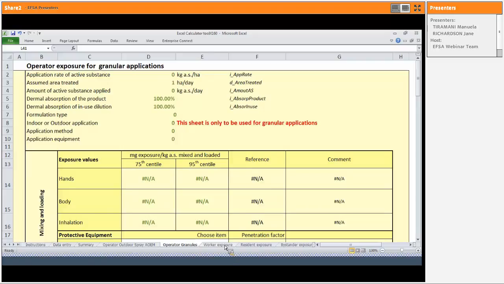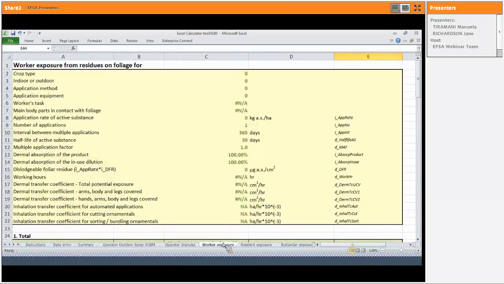Then we have the worker sheet, which we will also be looking at today. And again, you can see that we use the same approach of listing all the variables that are used in the calculation in this sheet with the units and also with the variable names, so that you can see where a different value is used in the calculation.